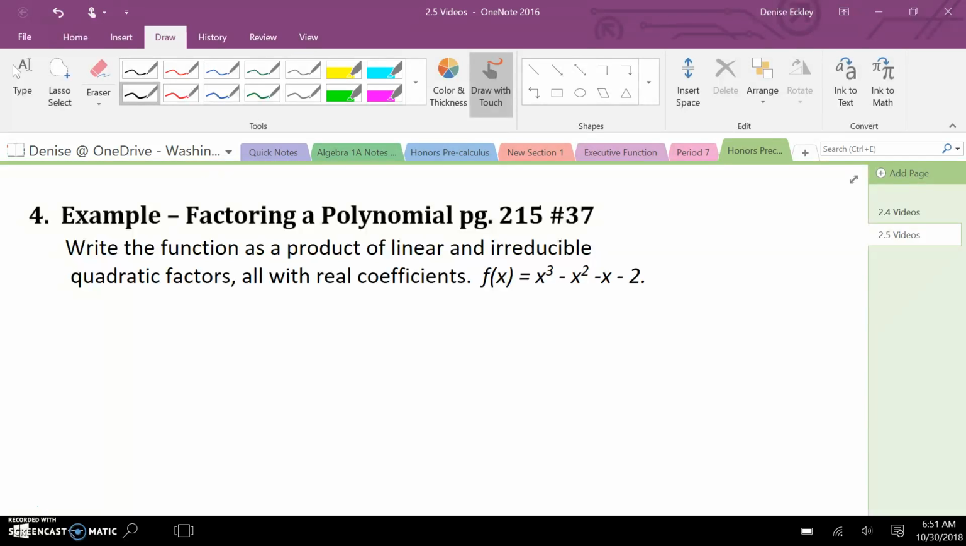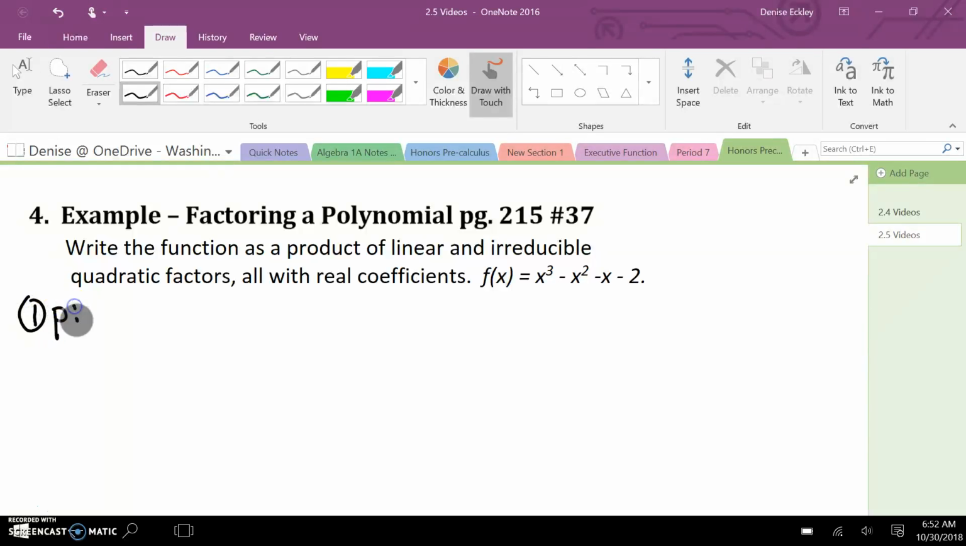There really is no difference between doing this problem and any of the others we have done. We're going to start by making a list of possible rational zeros, finding a zero, dividing it out, and then we'll have our answer. So let's make our list.